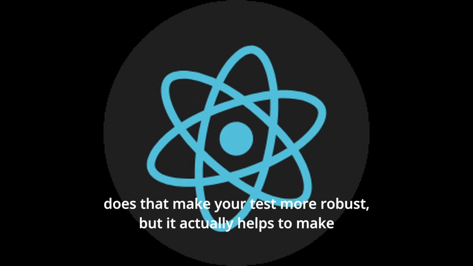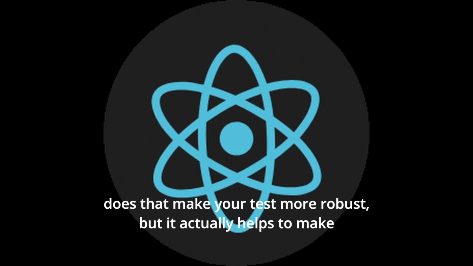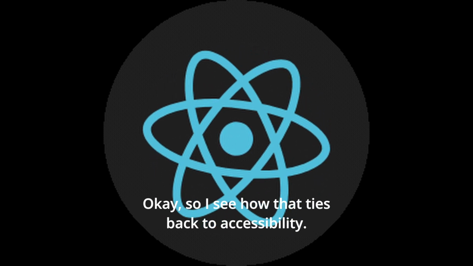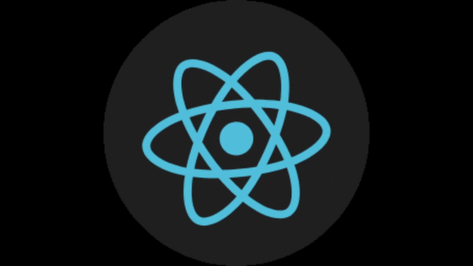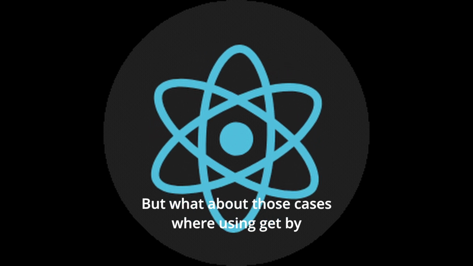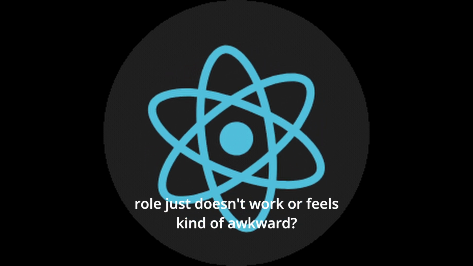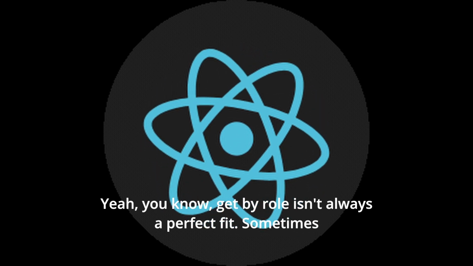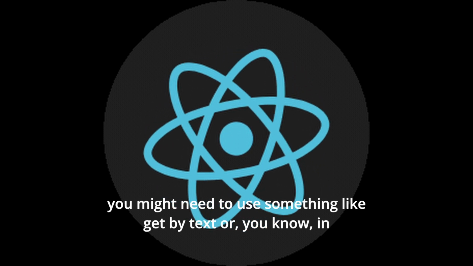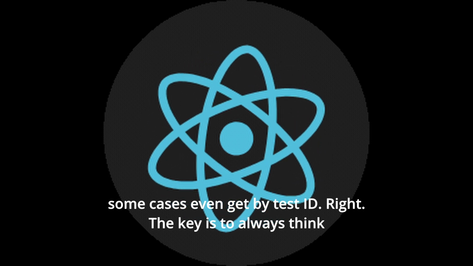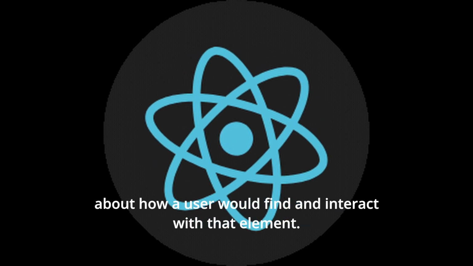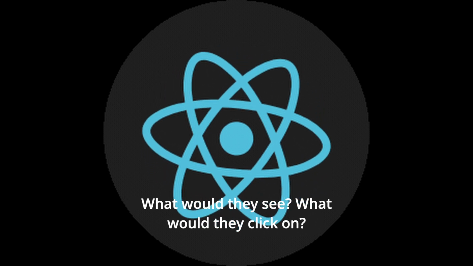Right. So not only does that make your test more robust, but it actually helps make sure your app is accessible to everybody, even folks who are using screen readers. Okay, so I see how that ties back to accessibility. But what about those cases where using getByRole just doesn't work or feels kind of awkward? Yeah, getByRole isn't always a perfect fit. Sometimes you might need to use something like getByText or, in some cases, even getByTestId. Right. The key is to always think about how a user would find and interact with that element. What would they see? What would they click on?